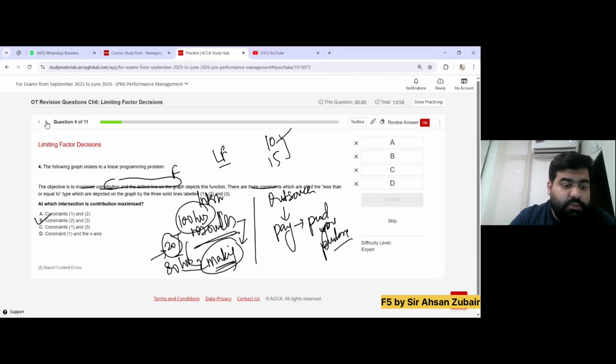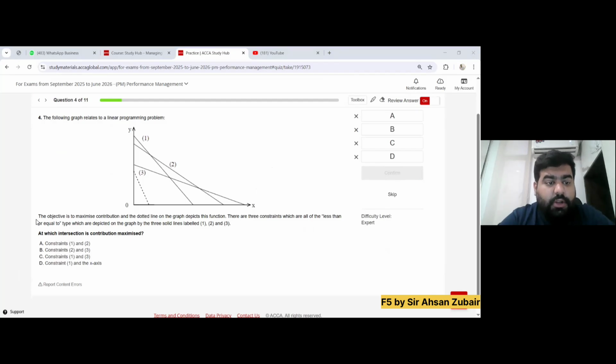Next question. The following graph relates to a linear programming problem. Okay, this is the linear programming graph. The objective is to maximize the contribution. That's the objective function, and the dotted line on the graph depicts this function. This line is showing you the function, which is actually the iso contribution line that we have to draw at the end.